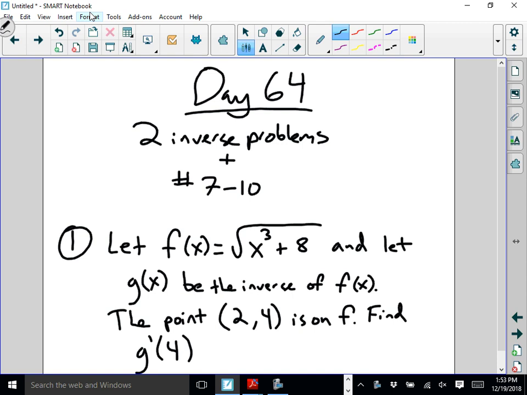Hey guys, we're back with day 64 here. A little holiday spirit as we get ready for our test on Thursday, tomorrow. So I made up two inverse problems. We went over the ones in class. I wanted to just do two more to take a look at how we solve them.